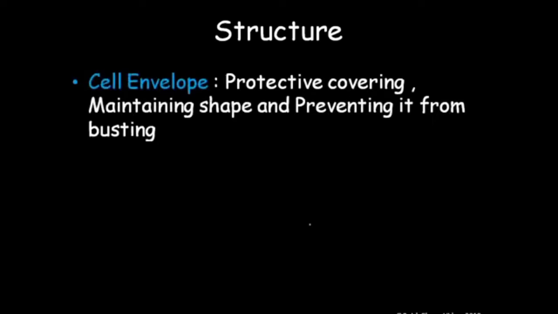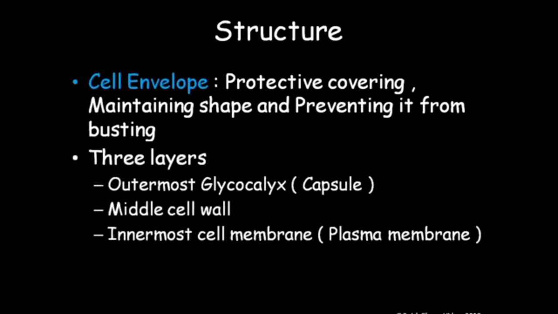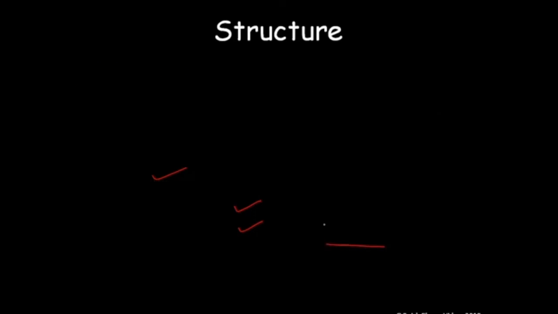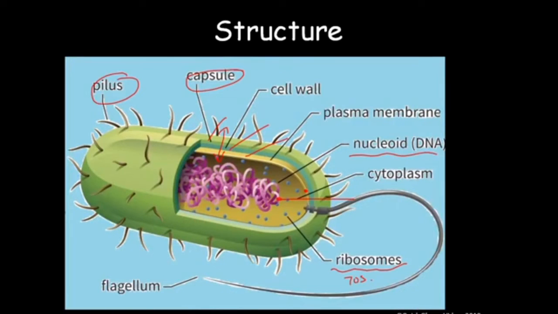Cell envelope: it forms a protective covering, maintains the shape and prevents the cell from bursting, that is, osmotic bursting. It has three layers: the outermost layer, the glycocalyx or capsule, the middle cell wall, and the innermost plasma membrane. So you can see here the outer, the middle and the inner.